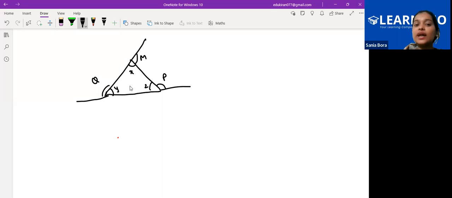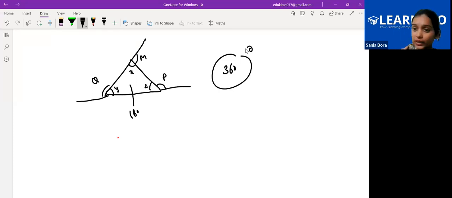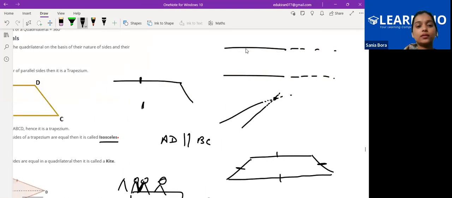The sum of the interior angles of a triangle is 180, but the exterior angle sum would be 360. And it is going to be the same for all. No matter whether it is a triangle, quadrilateral, pentagon, hexagon, heptagon, whatever it is, it will be 360 only. Okay, everyone?